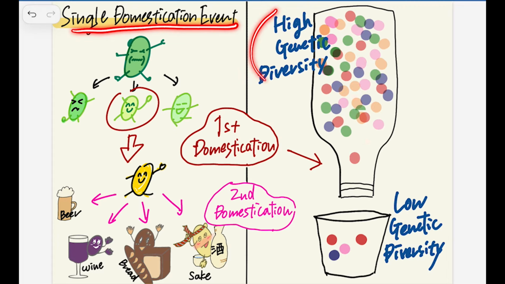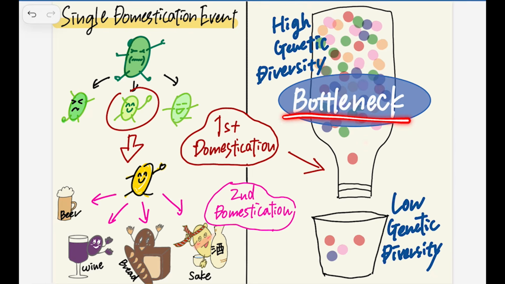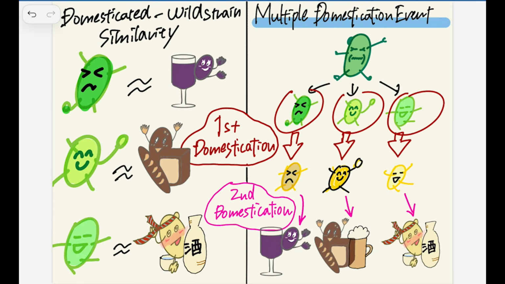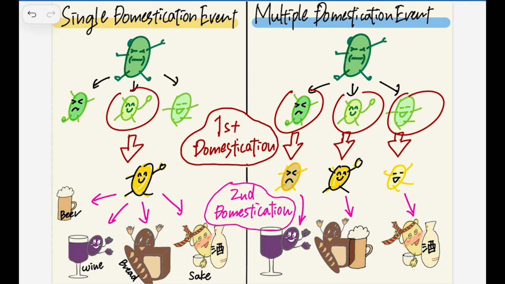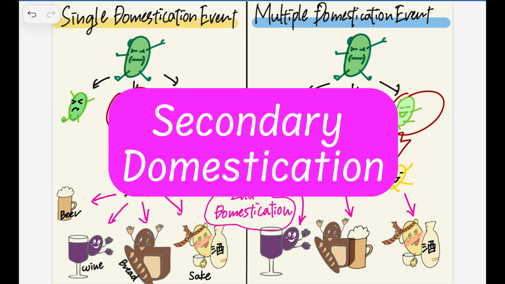The single domestication hypothesis is supported by the low genetic diversity, suggesting a possible bottleneck event. Conversely, the multiple domestication hypothesis is supported by the fact that different domesticated lineages each become similar to different wild lineages. These discrepancies likely result from limited sample data. Regardless of the hypothesis, yeast later became specialized for human use through repeated selection, a process called secondary domestication.